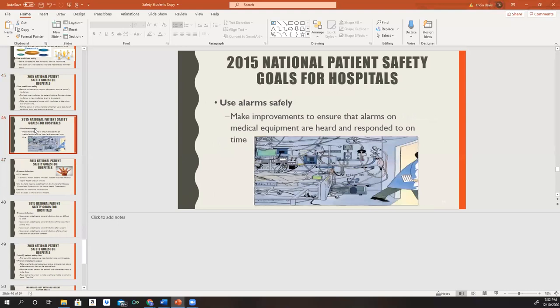So you want to make sure you use those safety alarms. They want improvements to be made to ensure that alarms on medical equipment are heard and responded to on time. So when your patients are on cardiac monitoring, you want to make sure that all your alarms are set, the volumes are turned up so that you can hear it when it goes off at the nurse's station no matter where you are.